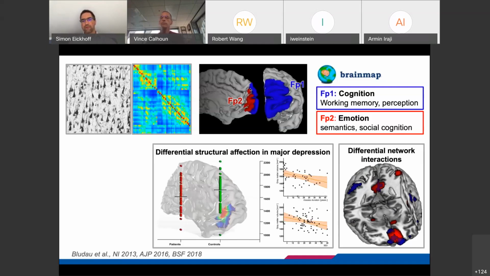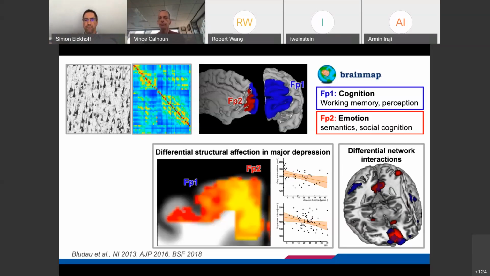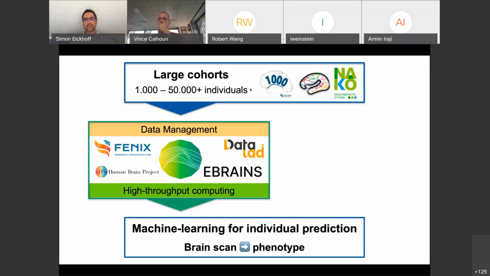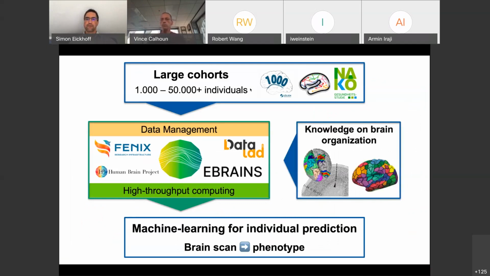Importantly, we could then also show that they are not only different in terms of microstructure, in terms of interaction patterns and function, but they're also differentially affected by disease, in this case, major depression. More precisely, only the red, only the medial area was affected in major depression. Last but not least, by reference to the Allen Brain Atlas, we then also showed that there's also a difference in gene expression patterns, in particular in depression-related genes, between the lateral and the medial frontal pole. Well, I hope that this little excursion, this little detour, has convinced everybody that it may not be a bad idea to incorporate some knowledge on brain organization into this whole process.